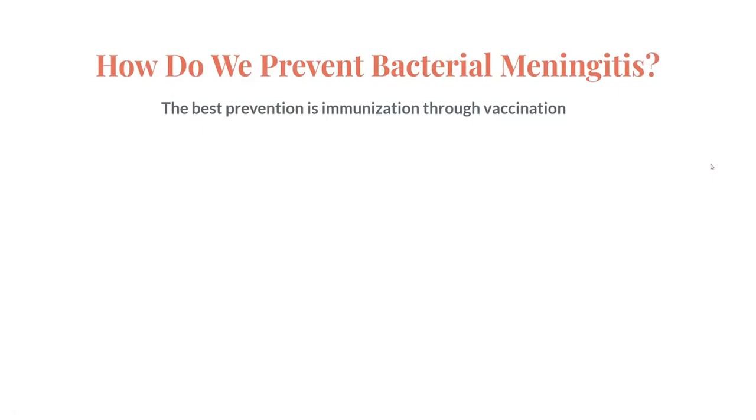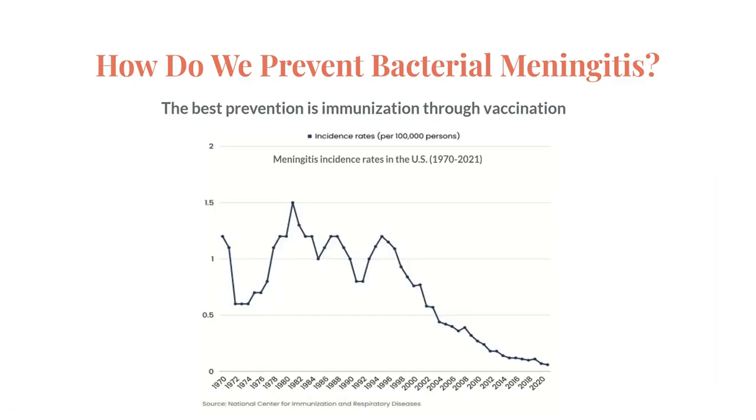How do we prevent bacterial meningitis? The best prevention is immunization through vaccination. And as you can see here on this chart, the meningitis incident rates in the US between 1970 and 2021 have gone down significantly since the introduction of the vaccine about more than 40 years ago.